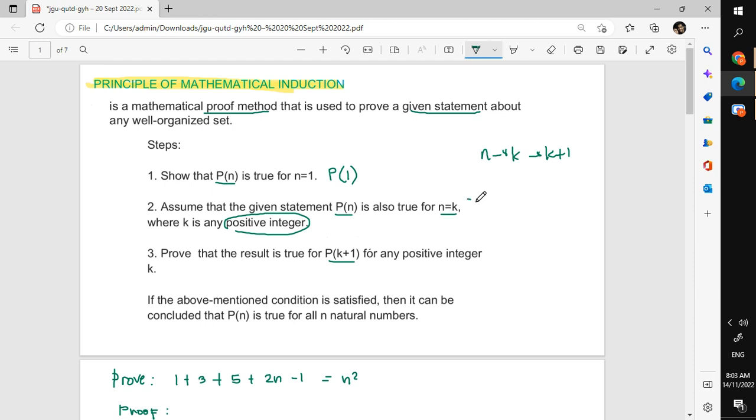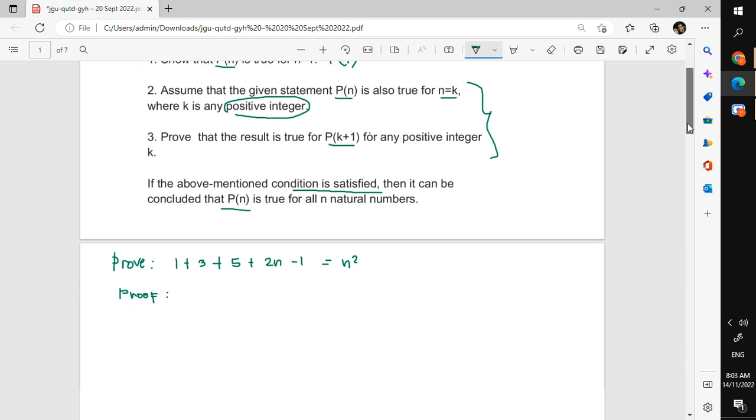Now, the first step in here is what we call the base step. The second one is what we call the inductive step. Now, if the above-mentioned conditions are satisfied, then it can be concluded that P of n is true for all natural numbers n.